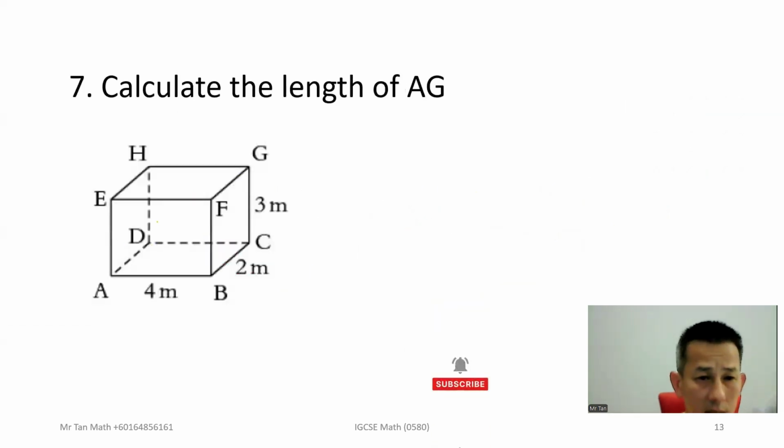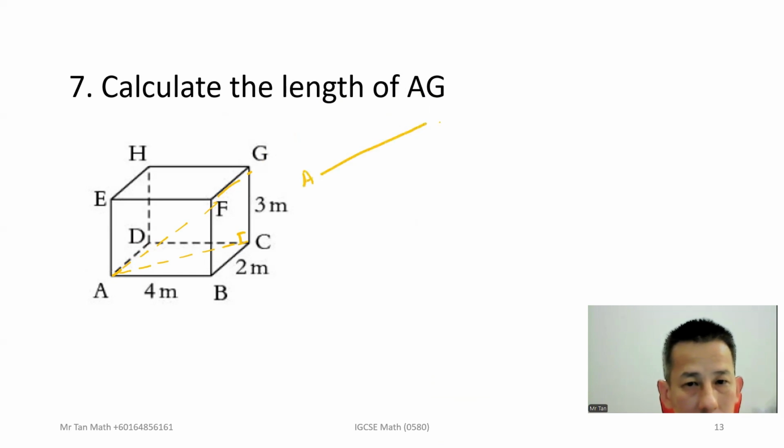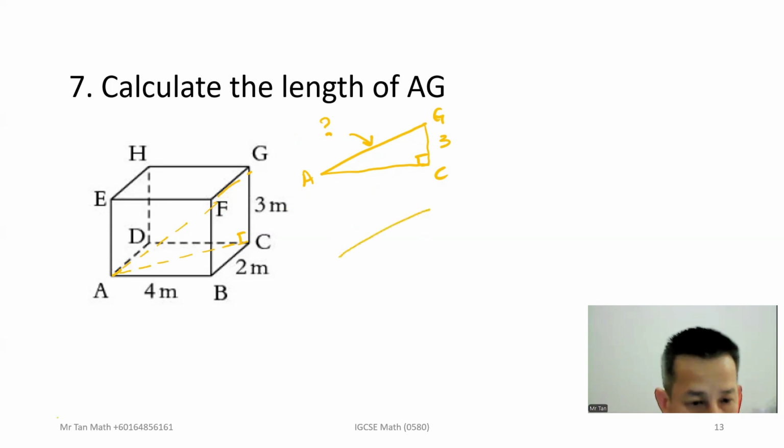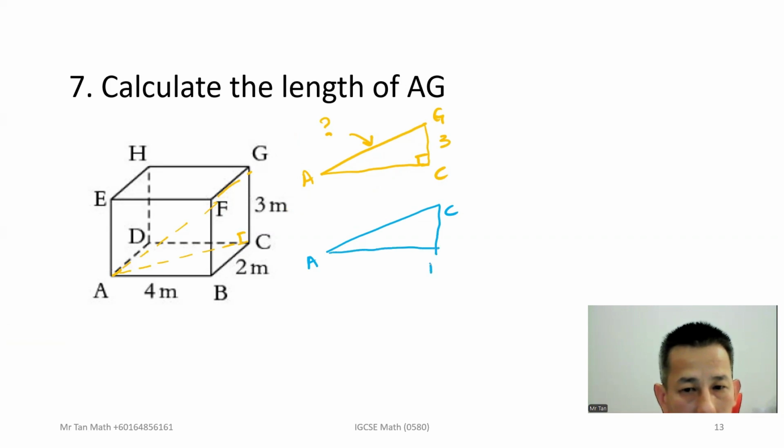Okay, next. This is a 3D question. Calculate the length of AG. So AG is here. And you need to find the right angle triangle. Your right angle triangle is A, G, and C. This is 3. The question asks for this. So before that, you need to find what is AC. So AC, CB, and AB. This is 2, this is 4. We're talking about this triangle.